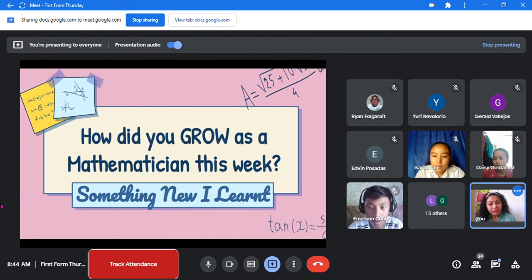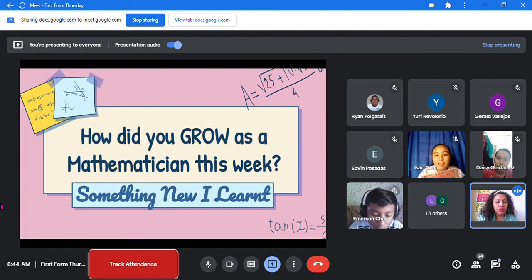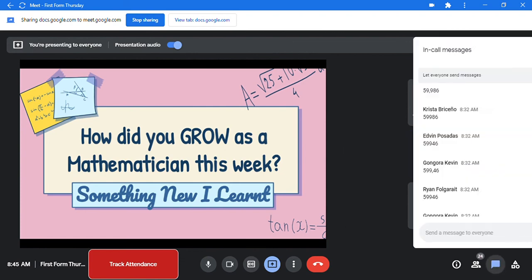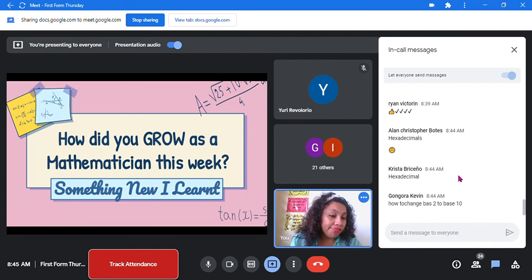So, how did you grow as a mathematician this week? One thing that was new to you that you learned this week. All right? And this week we only talked about number bases. We talked about number patterns in God's creation. So one thing that you learned this week that was new to you, that you did not know before. I'm going to give you 1 minute, less than a minute, and then we can go ahead.